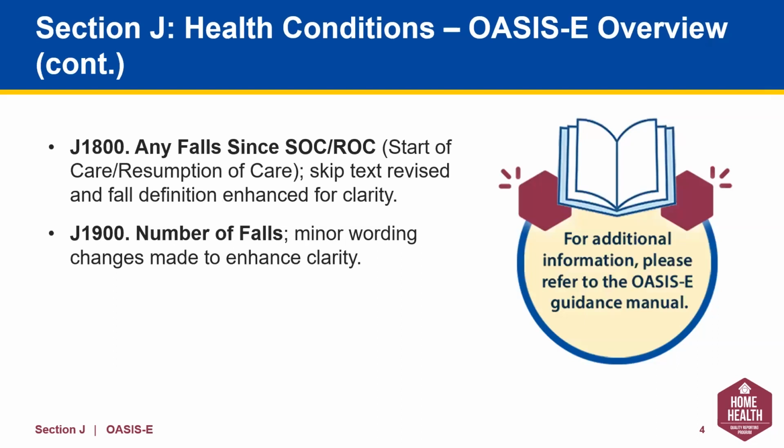There have also been some revisions to the fall items in Section J. For J1800, any fall since SOC ROC or start of care, resumption of care, the skip text has been revised and the fall definition has been enhanced for clarity. And for J1900, number of falls, some minor wording changes have been made to help clarify the guidance.